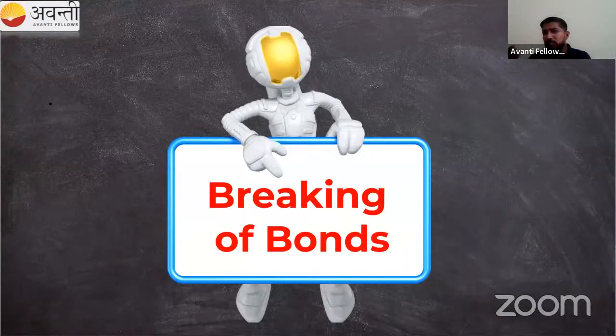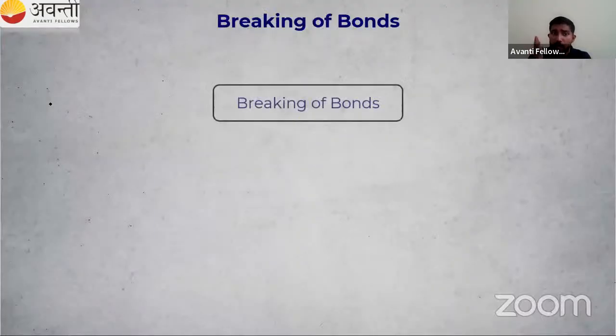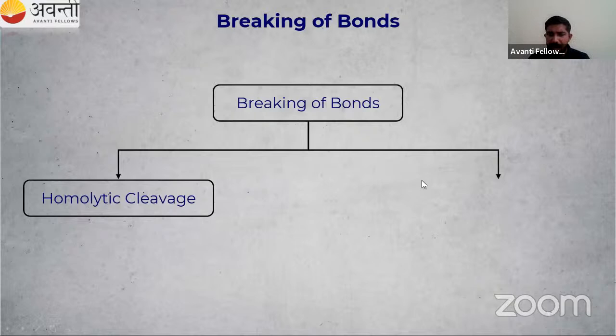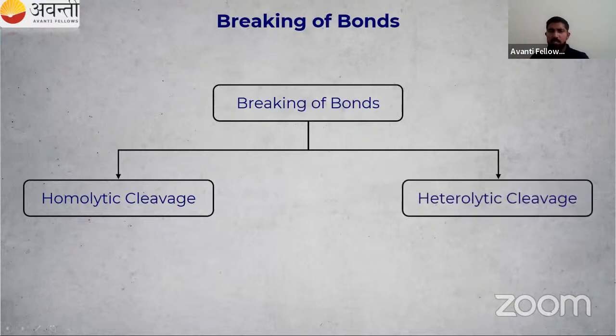Then after that, we have studied breaking of bonds, right? There are two types of bond cleavage. How to break the bond? One is homolytic cleavage, and the second one is heterolytic cleavage. These are the two types of cleavage of bonds. We have also studied this in the last class, so just to recall.